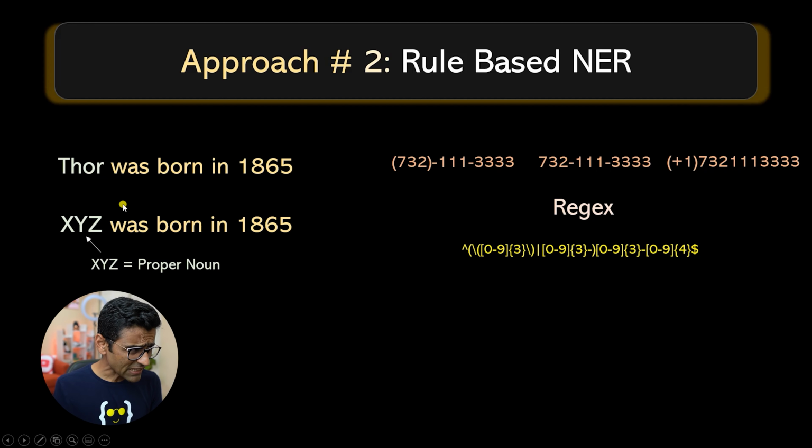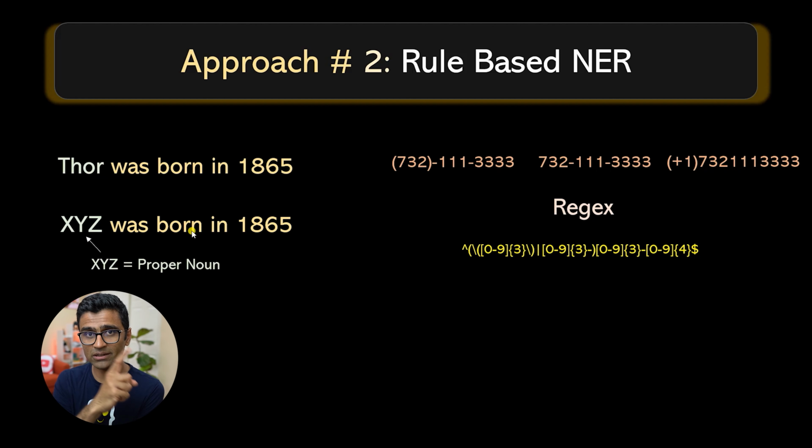Similarly, let's say there is a statement like this, Thor was born in 1865. However, I don't know the real birth date of Thor. Then you can say, if you find this kind of pattern, was born in something, and before was, if there is a proper noun, we looked at POS before. If you've not seen that video, go check it out. If that is a proper noun, then that token is person. You can have that kind of rule.